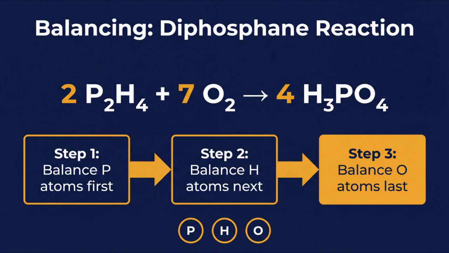Why do we always save oxygen for last? Because oxygen often appears in multiple places in an equation, in the reactants and products. If you try to balance it first, you'll keep having to change other numbers. Save it for last, and everything falls into place much more easily.